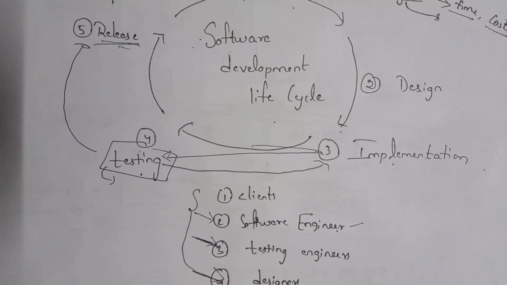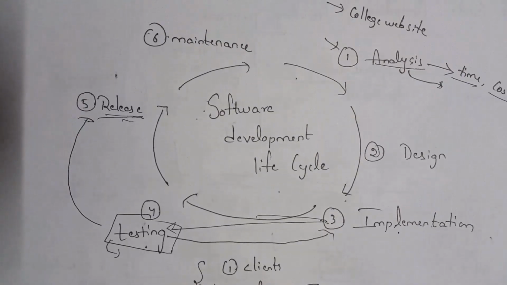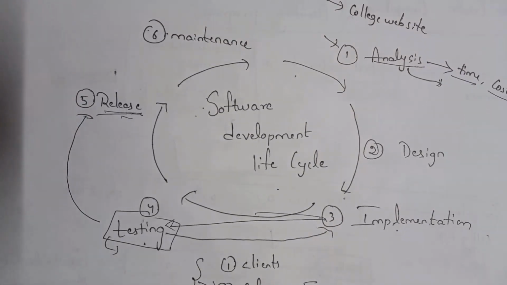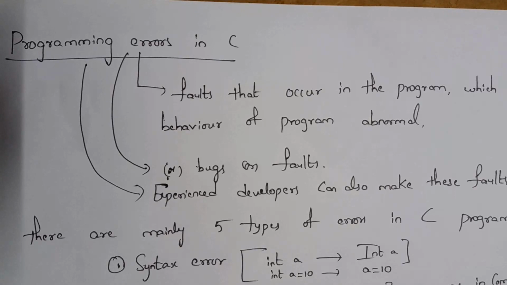The last step is maintenance. Maintenance is nothing but updating that software from time to time. These are the 6 stages in the software development lifecycle. Next, I will explain programming errors in C.